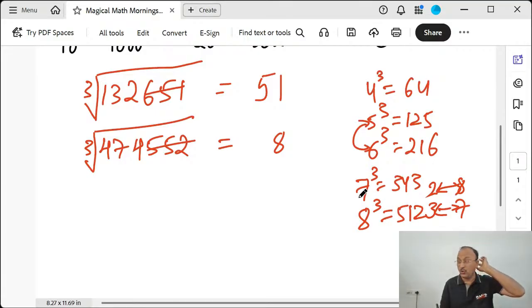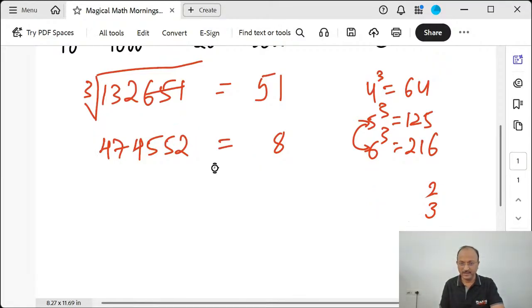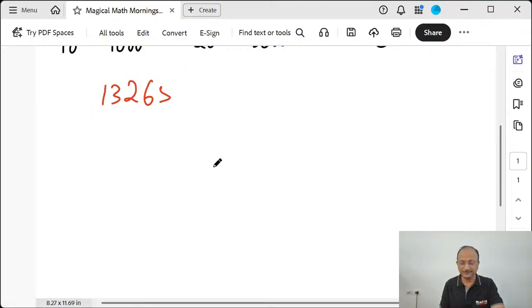In the mind, you should go, oh, it's just above 7 cube. So what we should take? 78. Cube root of this is 78. Isn't it very easy? How about going for a much bigger number? Let's take one bigger number.